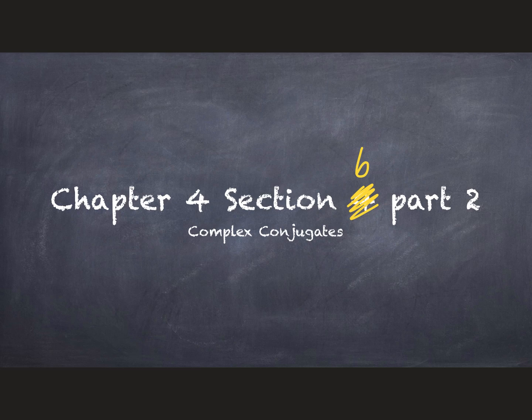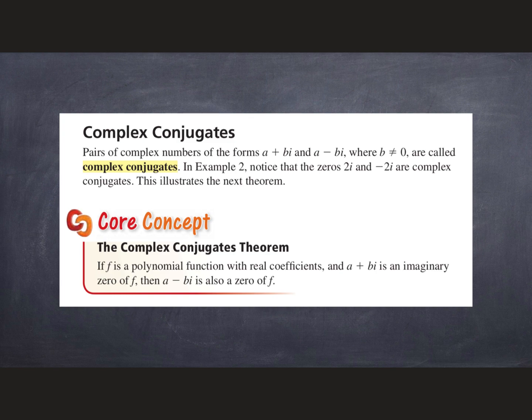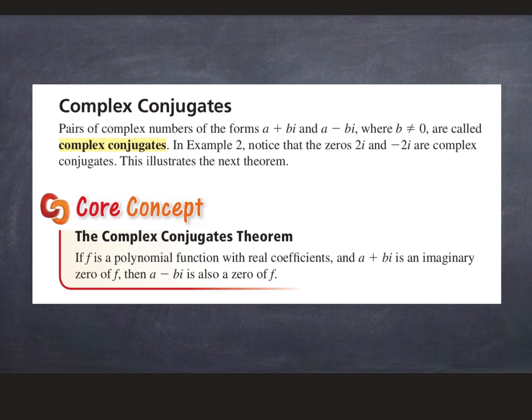All right, so it's the one that says 4.4 part 2, but it's actually 4.6 part 2. We're going to talk about complex conjugates. Complex conjugates are pairs of complex numbers.